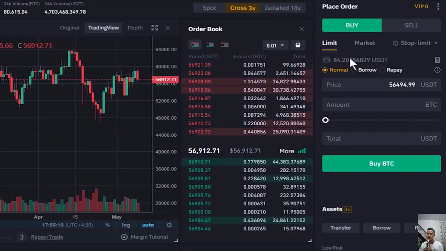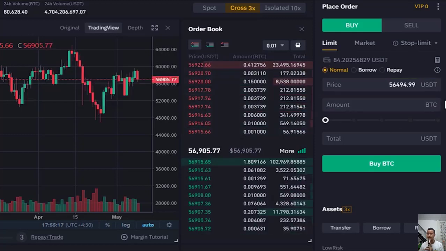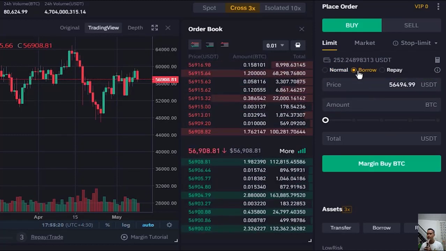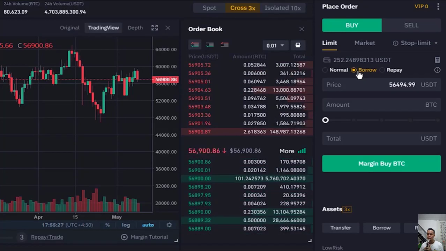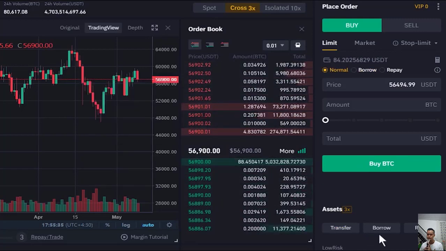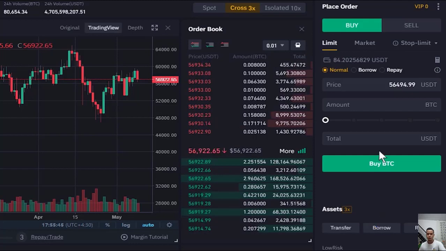We have 2 ways to borrow funds for trading. One way is when you're placing an order, select borrow, and Binance will automatically borrow funds for you if the size of order is greater than your initial fund. And the other way is here by the help of this button. We borrow and then we start trading.